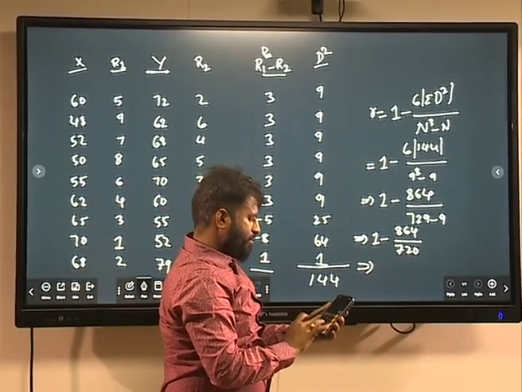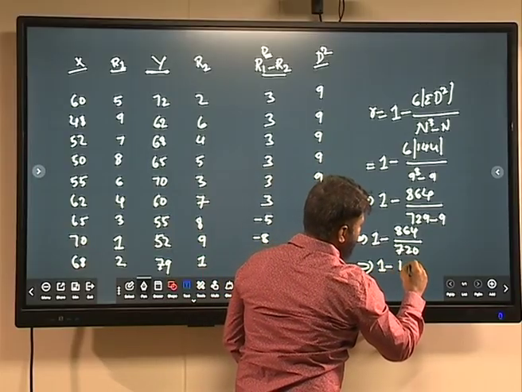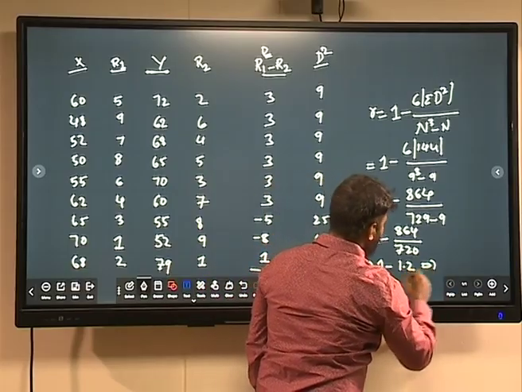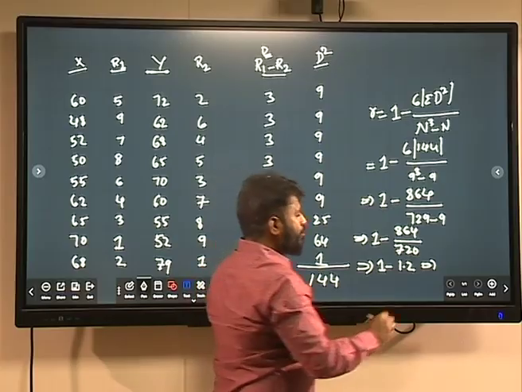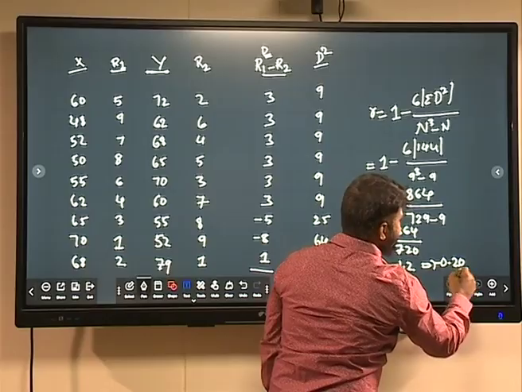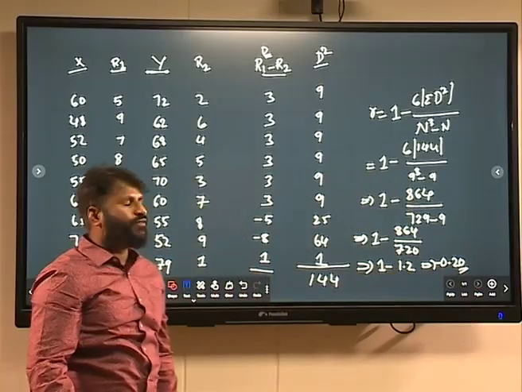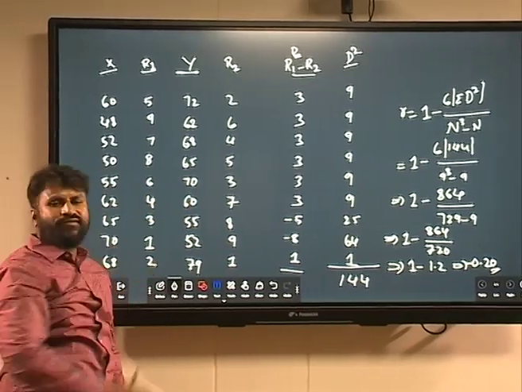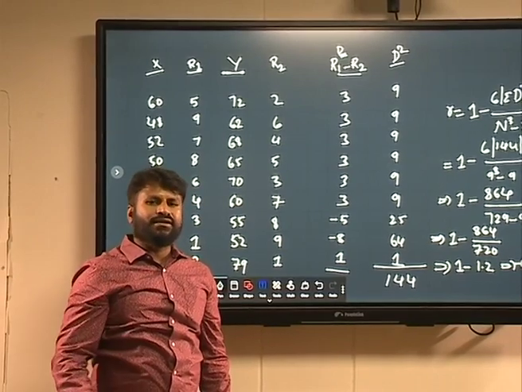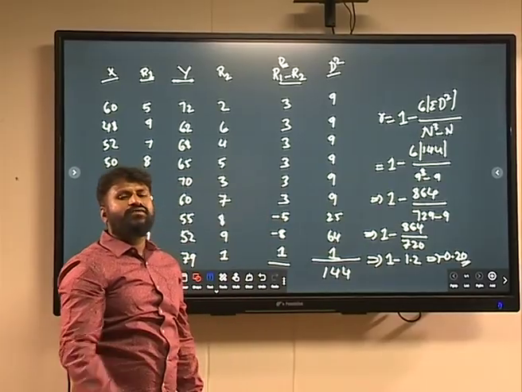So, 864 divided by 720 is 1.2. So, after 1 minus 1.2, we get minus 0.2. So, this is a negative correlation. Here, the association between the X and Y variables is a low negative relationship. So, there is a negative association between the X and Y variables.